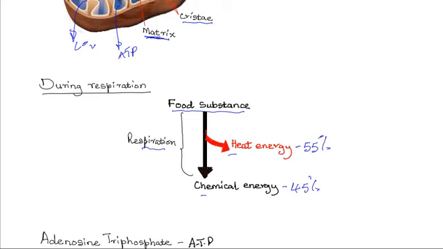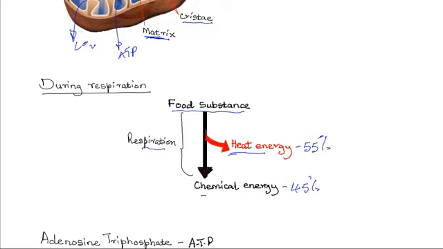Now, the heat energy plays an important role in keeping the body warm, especially in homeotherms, especially in the warm-blooded animals such as birds and mammals, but generally all living organisms, for as long as they carry out respiration. They do release energy in the form of heat, and this is what provides the necessary warmth for enzymatic reactions.